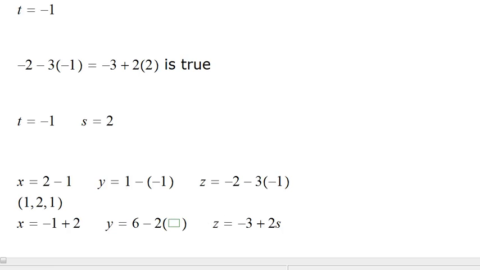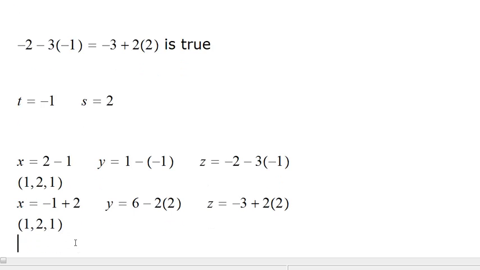That is, s equals 2. So this also produces the point 1, 2, 1. And we have a computer package called MATLAB in our computer lab.